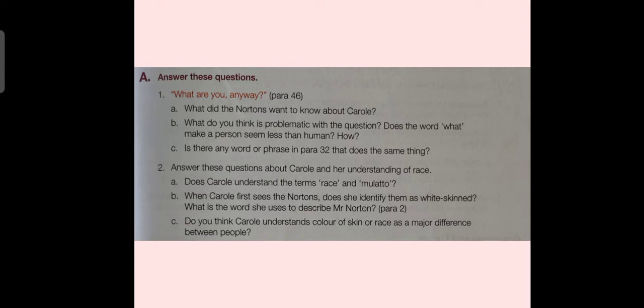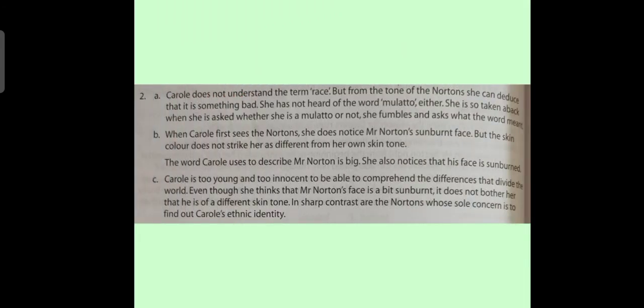C question. Do you think Carol understands color or skin or race as a major differences between people? Answer C. Carol is too young and too innocent to be able to comprehend the differences that divide the world. Even though she thinks that Mr. Norton's face is a bit sunburnt, it does not bother her that he is of a different skin tone. In sharp contrast are the Nortons, whose sole concern is to find out Carol's ethnic identity.